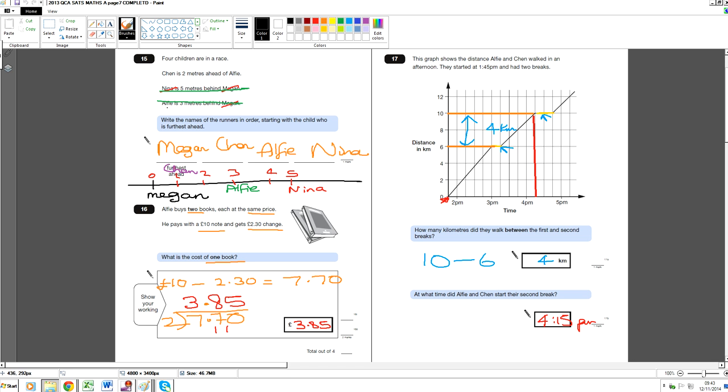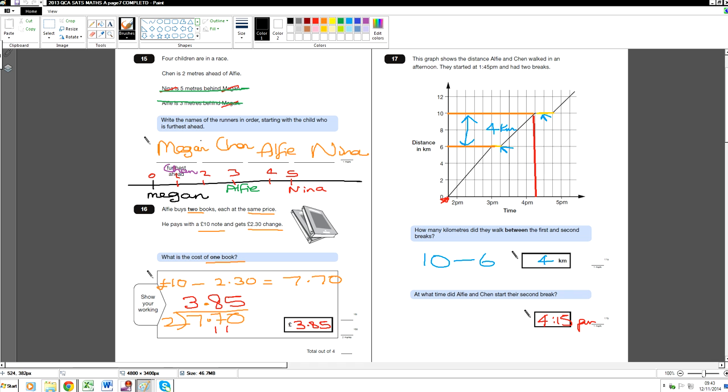Then it said that Alfie is 3 meters behind Megan. So again, Megan, 1, 2, 3 for Alfie. And then it says here that Shen is 2 meters ahead of Alfie. So here's Alfie, so 1, 2, put Shen. So we have now put in all the people, Shen, Alfie, Nina on this number line. So we can quite easily see now who's the furthest ahead. It's Megan, then Shen, then Alfie, then Nina, and then we put over here. Question number 16, nice straightforward question.